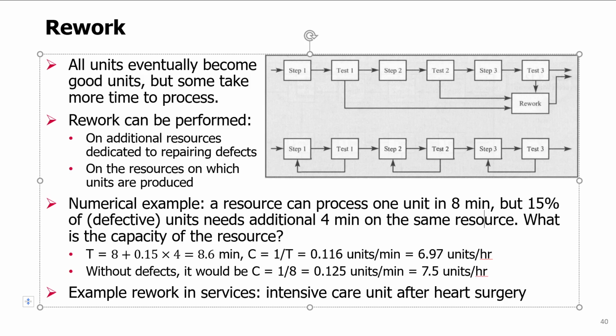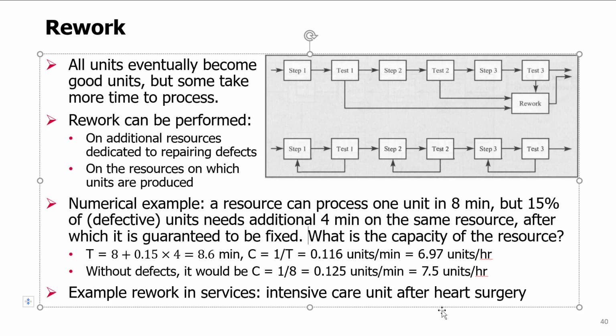And let me add here, which is not said here, that assume after those 4 minutes, the unit is guaranteed to be fixed. So what is the capacity of the resource? So of course, we can calculate the flow time for a unit is 8 minutes, but with 15% chance there will be additional 4 minutes, right? So on average, the flow time will be 8.6 minutes, and therefore capacity will be 1 unit per, right? 1 unit is produced every flow time, or every 8.6 minutes, which gives us this capacity in units per minute, or this in units per hour.